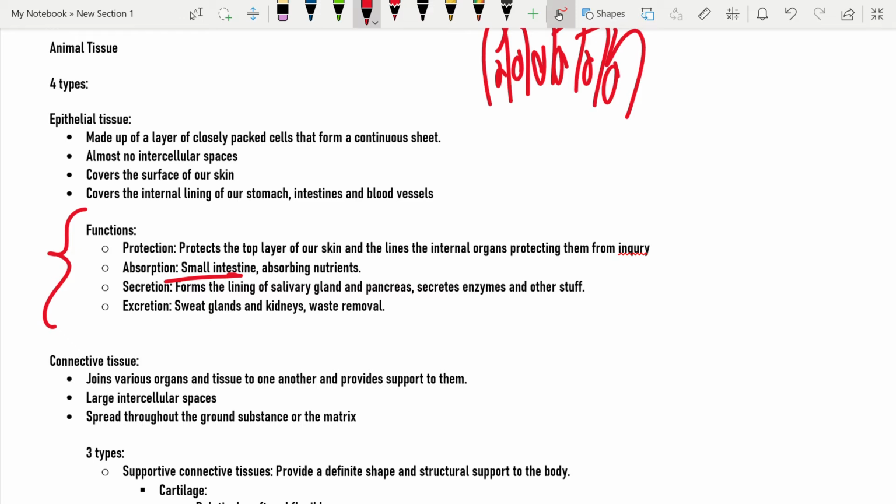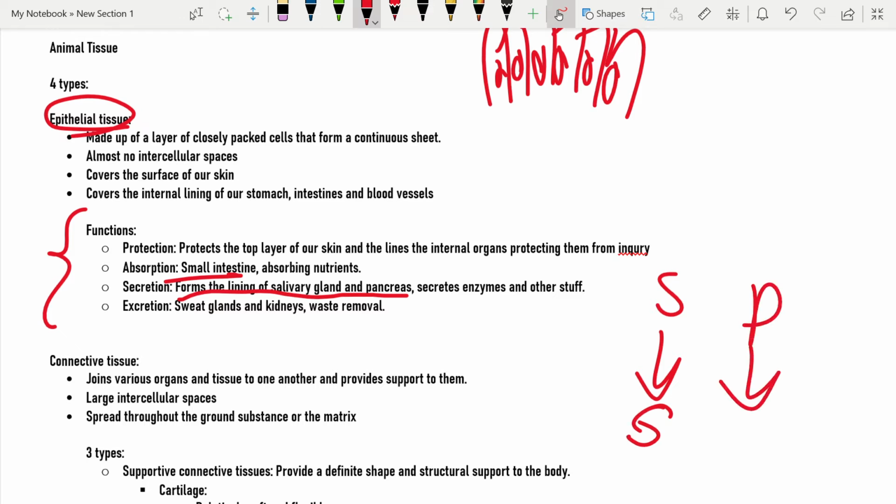But again, there are lots of organs that epithelial tissue covers. So it forms the lining of the salivary glands and pancreas, and secretes enzymes and other stuff. The salivary gland makes saliva, and the pancreas makes pancreatic juice. So they both secrete some juices. Alright, hope you got that.